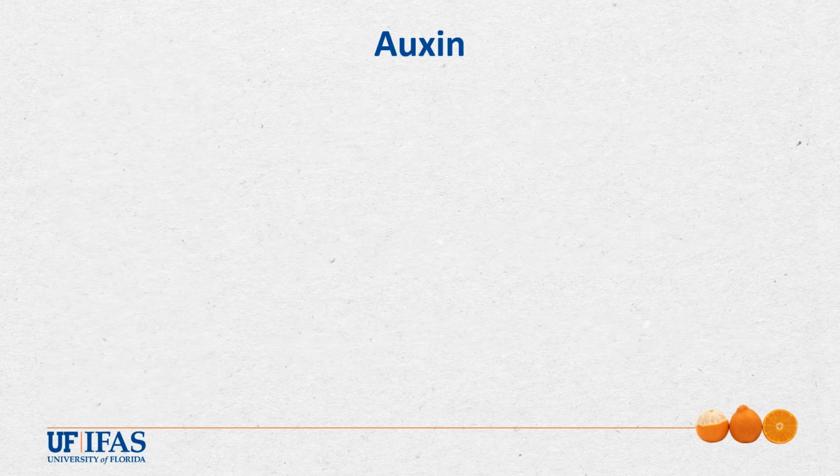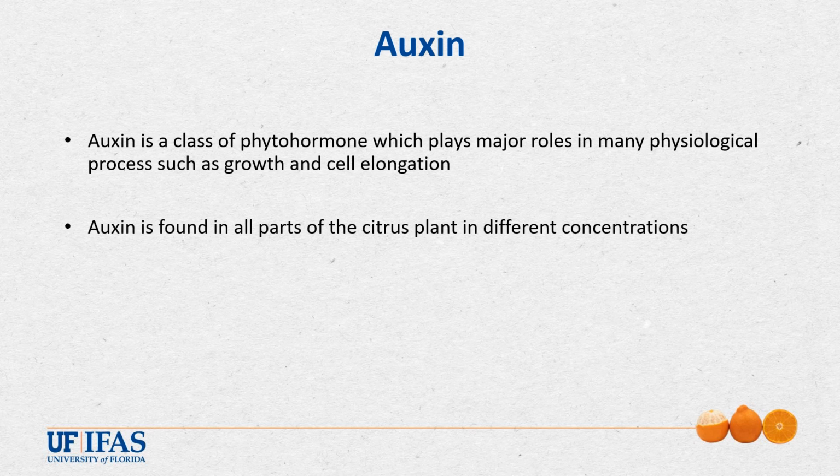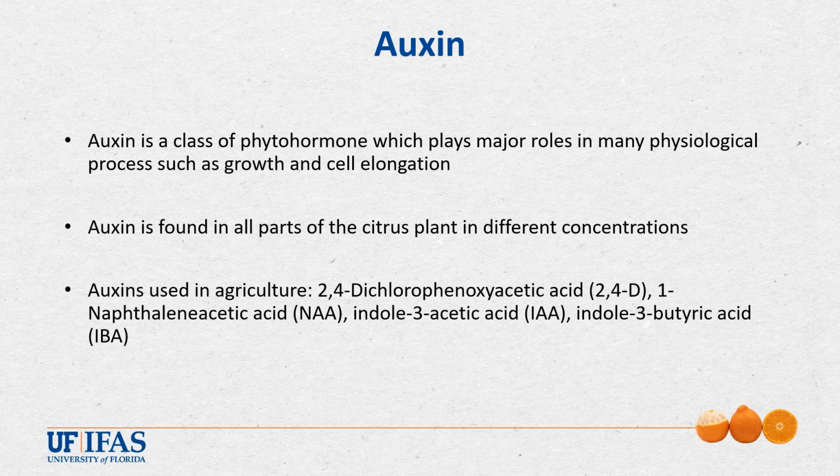Moving to the next major plant hormone involved in fruit drop, which is auxin. Auxin is a major class of plant hormone which plays major roles in many physiological processes such as growth and cell elongation. Auxin is found in all parts of a citrus tree, including abscission zone C, and its presence prevents the induction of abscission by ethylene. There are many types of auxins used in agriculture. Synthetic auxins such as 2,4-D, which is typically used as an herbicide, and NAA are used, as well as natural auxins like IAA and IBA.